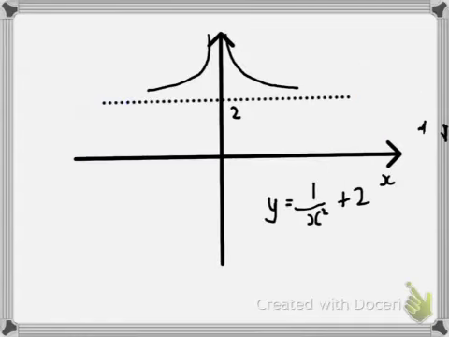We've also got our translations up and down. We can see if we've got 1 over x squared plus 2, that plus 2 has taken the graph up 2 units. So the horizontal asymptote is now y equals 2 instead of y equals 0.